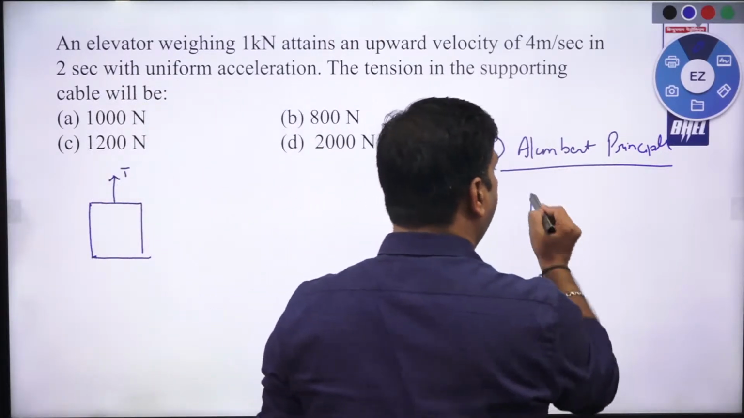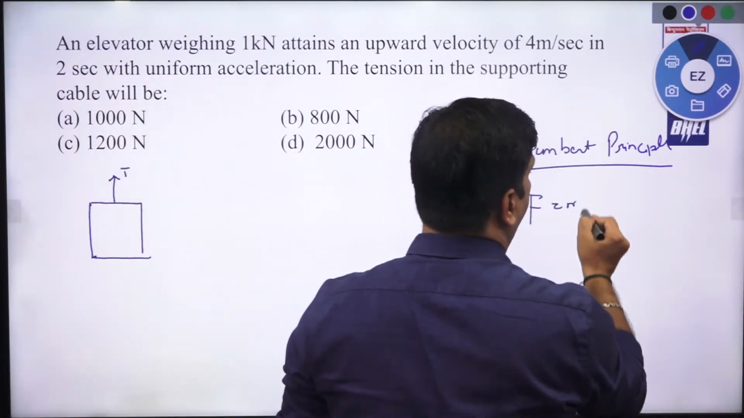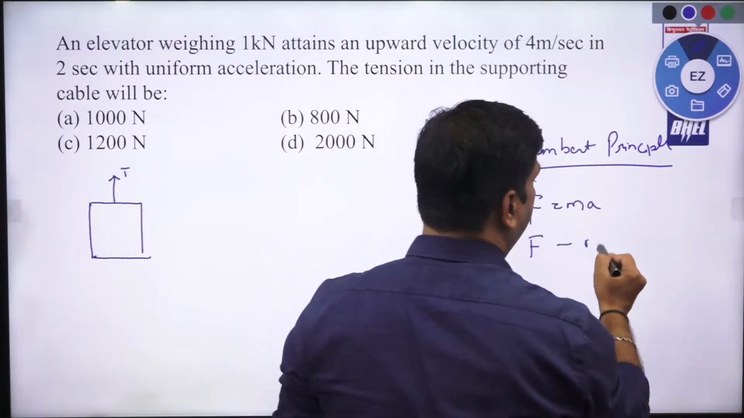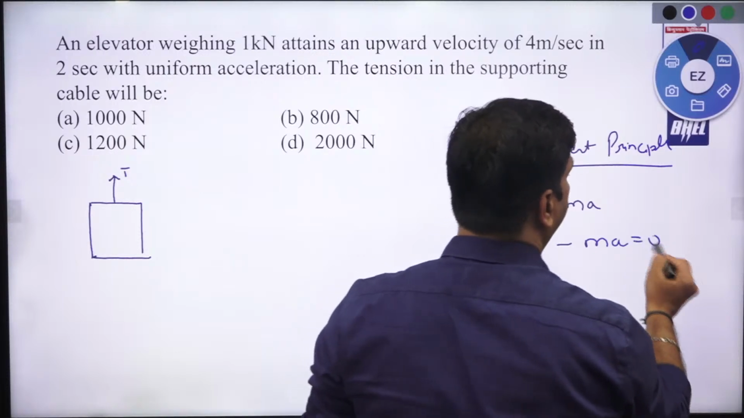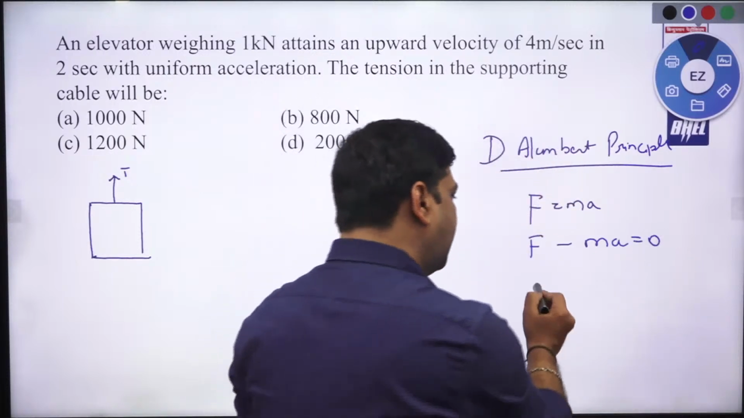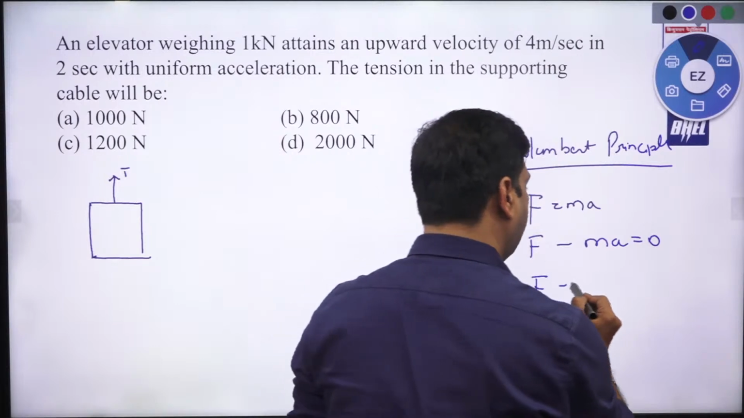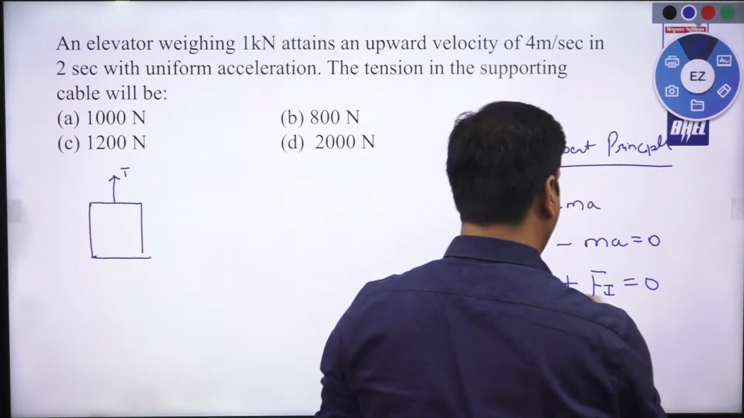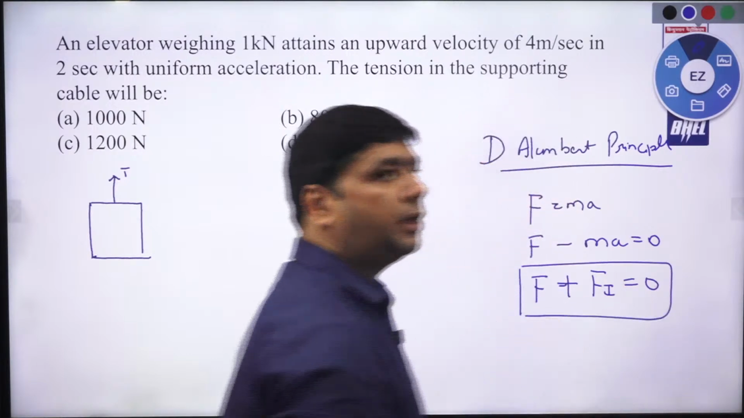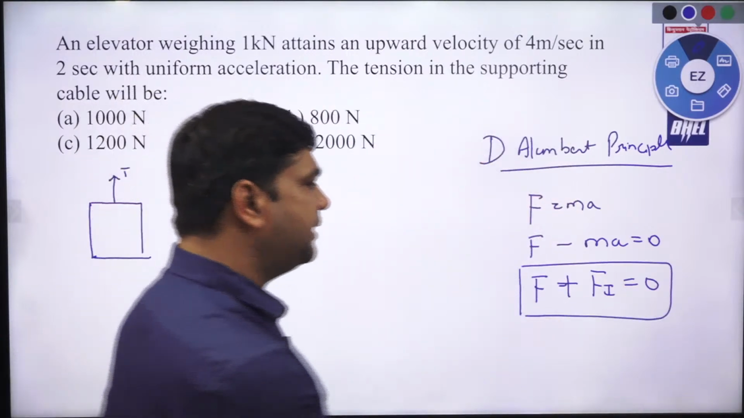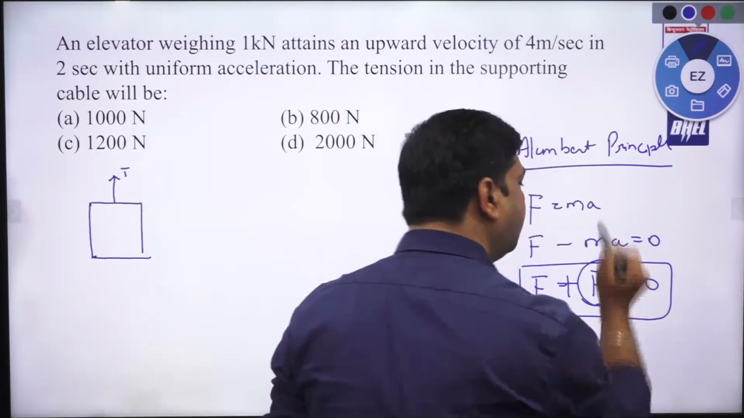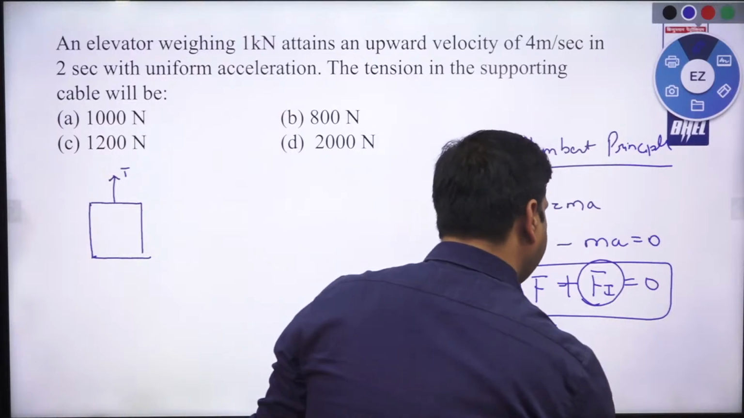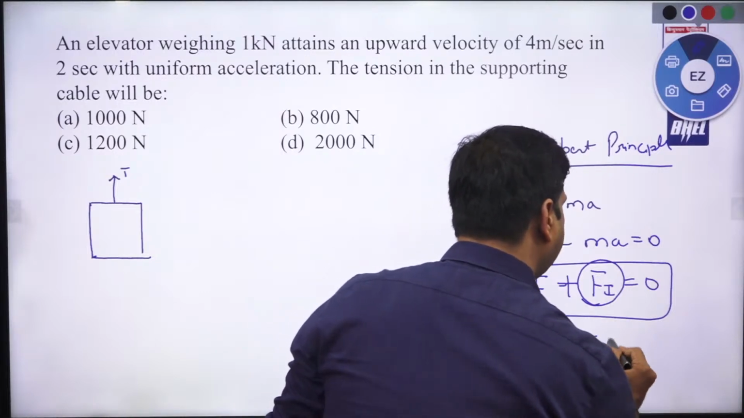So as I know, F equals ma. If I write like this, F minus ma equals 0. So we can also write like this, F plus F_I equals 0. And this is called the D'Alembert law, which basically defines the inertia force. And the inertia force equals minus ma.